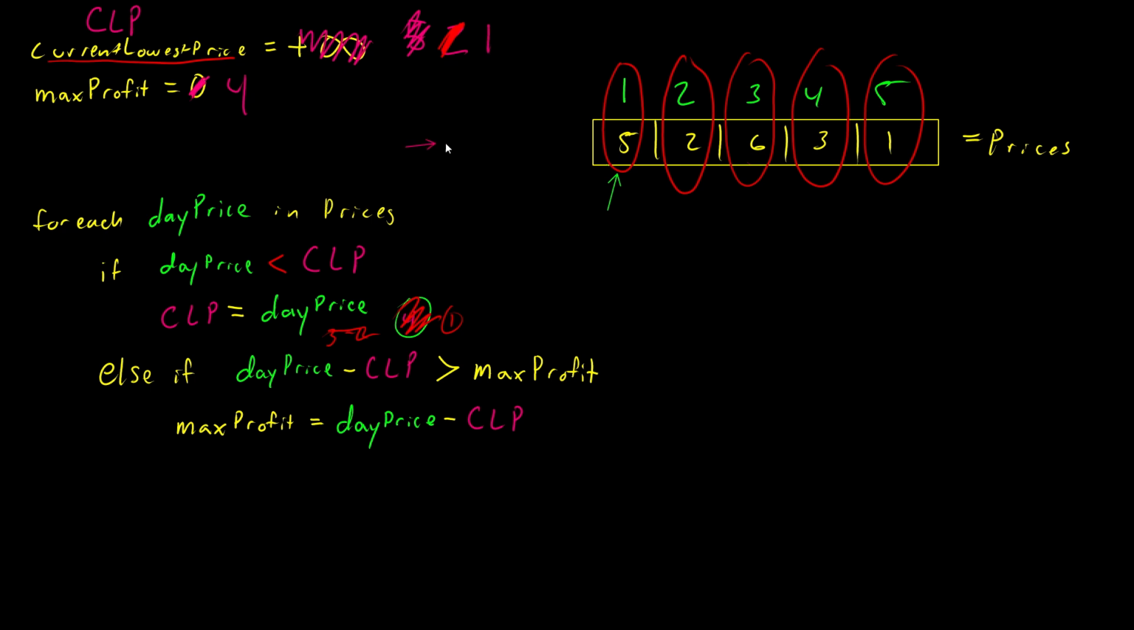And that's it. We have gone through all the array, right? We've gone through all the prices. So what do we return? What do they want us to return? Well, they want us to return how much money we can make, right? So the maximum money we can make is $4. So we just say, just return the max profit.